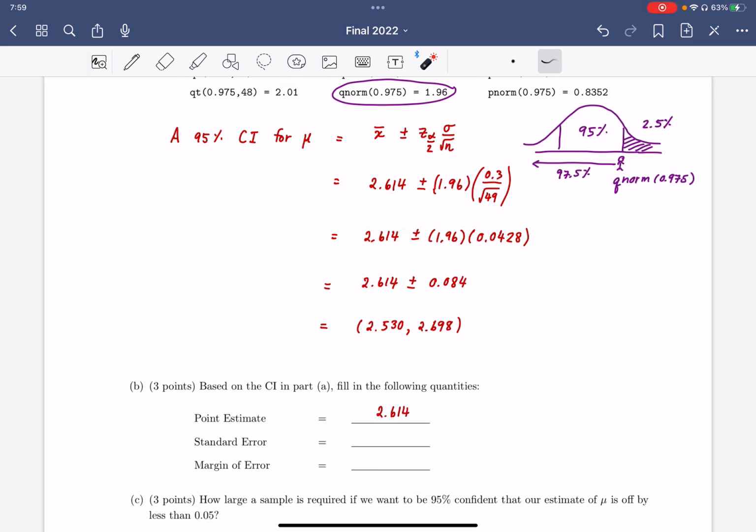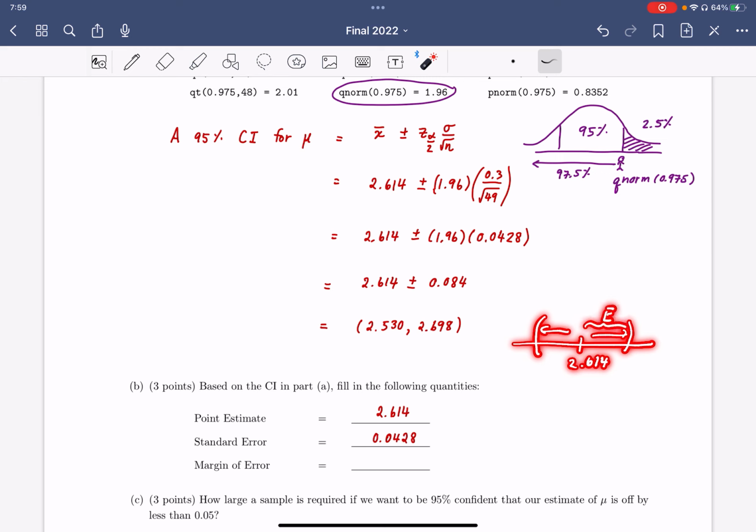The standard error of x bar is gonna be this term, so that means 0.0428. One more time, the standard error of x bar is sigma over square root n. And then the margin of error is gonna be this term. This is the error bound that you have, because when you build a confidence interval, 2.614 is gonna be in the middle, and then you extend the hand on both sides.